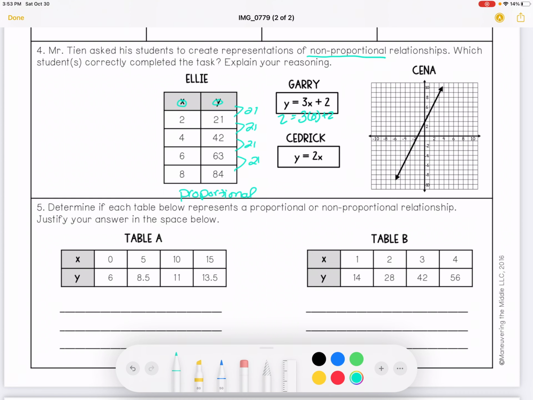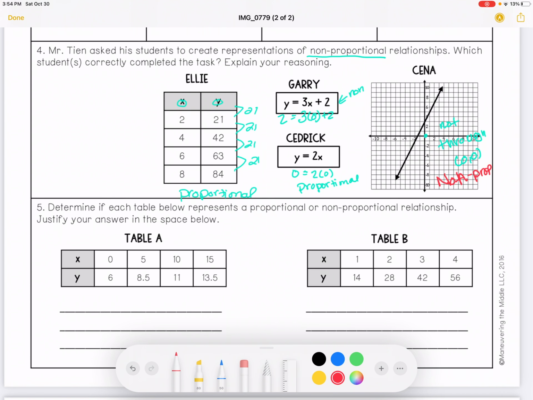Okay, Cedric, same thing. If we put in a 0 for x, do we get a 0 for y? Yes. That means his is proportional also. Okay, and Gary's is non-proportional. We like his. Okay, so Senna, we can tell right away, even though it's a straight line, it's not going through the origin. So not through 0, 0. Can't see that very well, can we? So this is non-proportional.